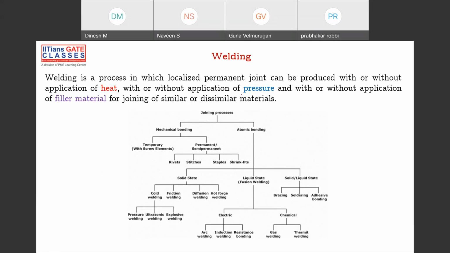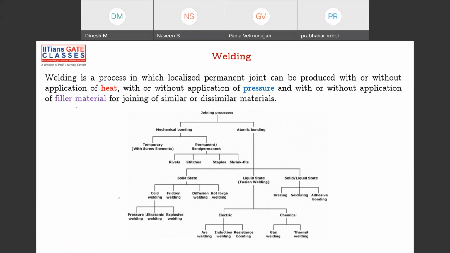And sometimes you need to apply pressure. Sometimes you have to apply pressure. That's the reason why with or without application of pressure. Sometimes after there's a plate, then you have some welding done. Then you have to apply some pressure. See, sometimes there is no need of any pressure. Just put something like this and then keep on welding it. There is no point of applying pressure. Sometimes you need pressure. Sometimes you don't need pressure.